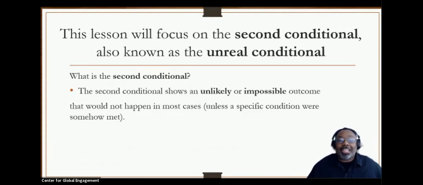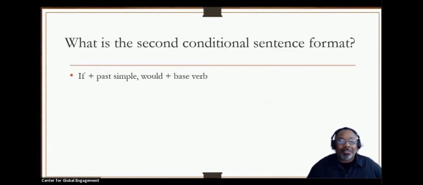So then what is the second conditional? Well, the second conditional shows an unlikely or impossible outcome that would not happen in most cases. Well, unless a specific condition was somehow met, right? And that's why I like it, because it gives you imagination, vision, possibility, the possibility of impossibility, which I think is kind of awesome. So let's look at the second conditional used in a sentence, which was actually cool that it was put in the ad for the class.